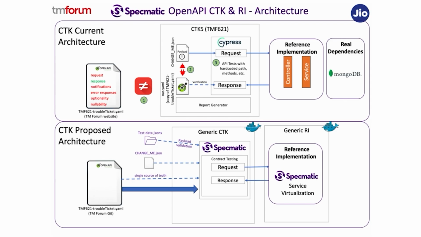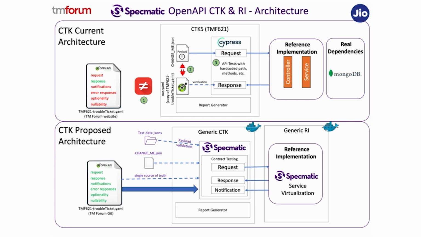So whenever a request comes, the Specmatic Service Virtualization stub would be able to respond back with the response code, and it's also capable of sending notifications and so forth. And now all of this stuff can be validated and a similar report can be generated as before.